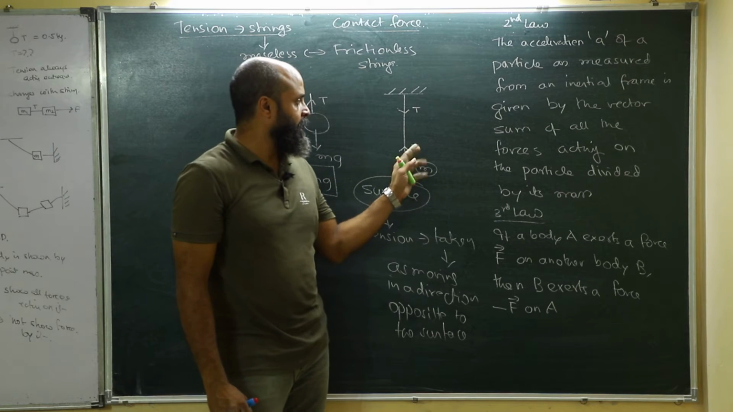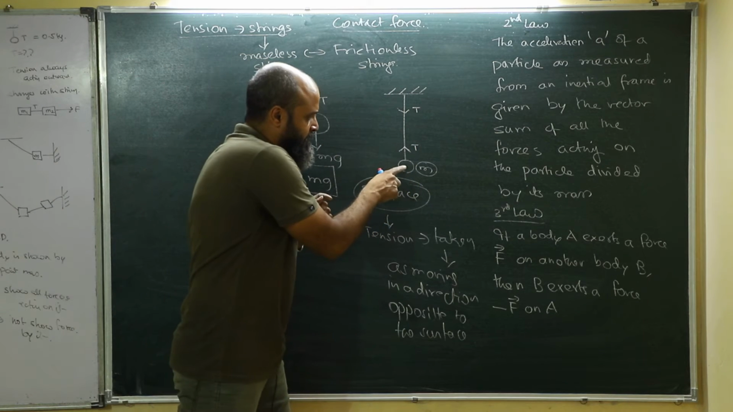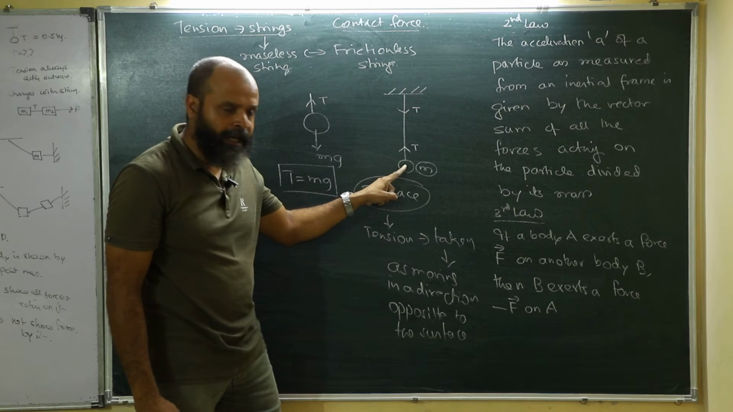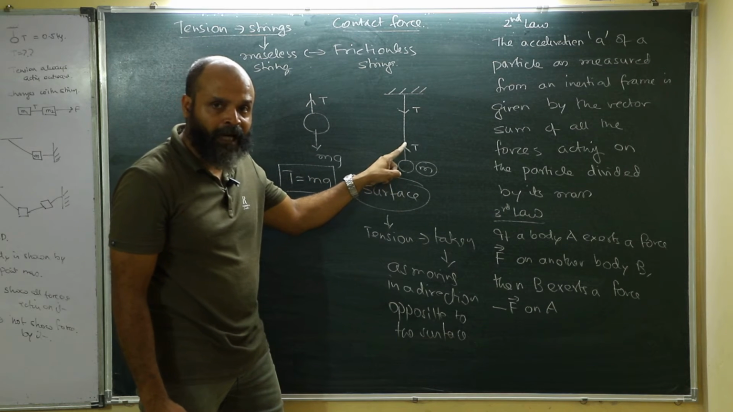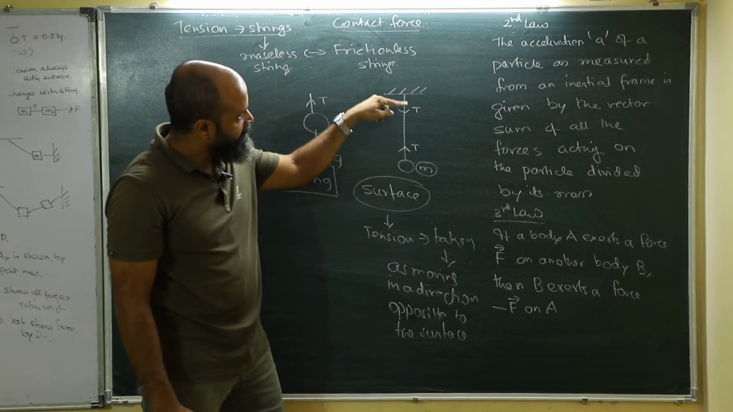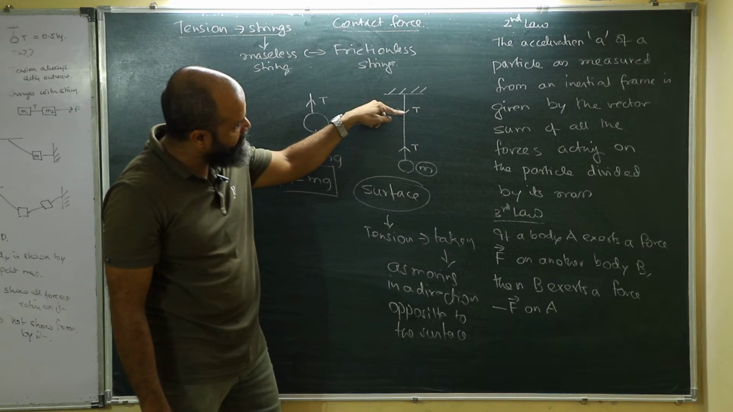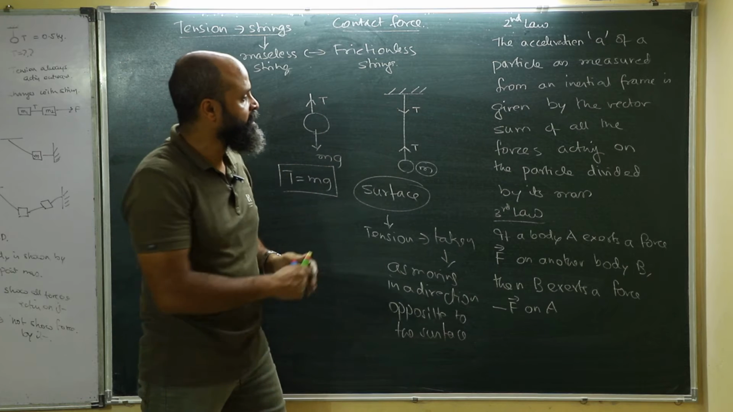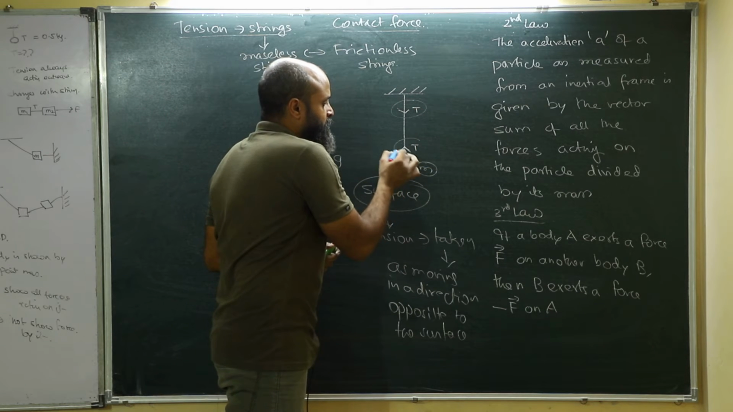How do we represent tension? It depends upon the body which we are considering. For this case we are considering the body of mass m, so the tension is going to act outwards from the body m. In this case we are considering the tension T on the surface, so it is directed outwards from the surface to which it is fixed. So this is how the tension is represented.